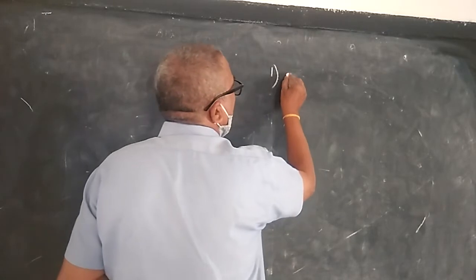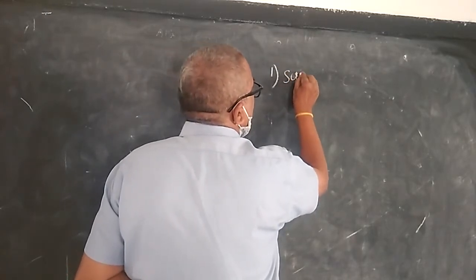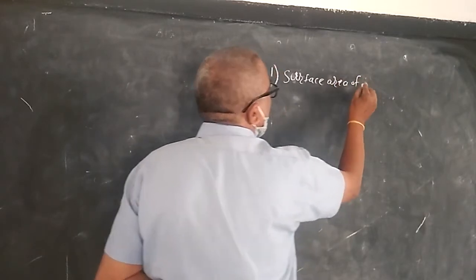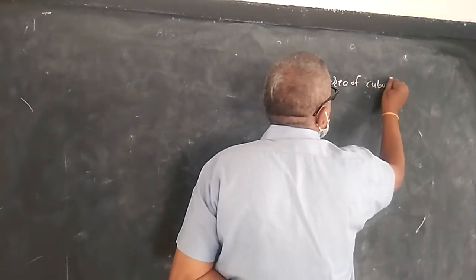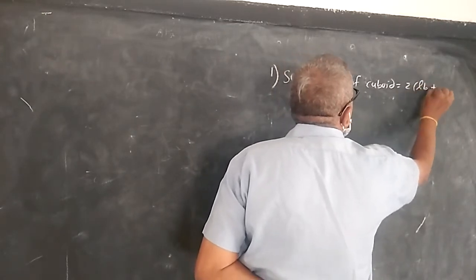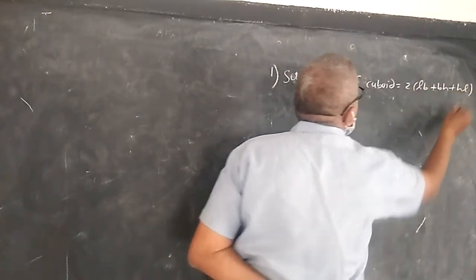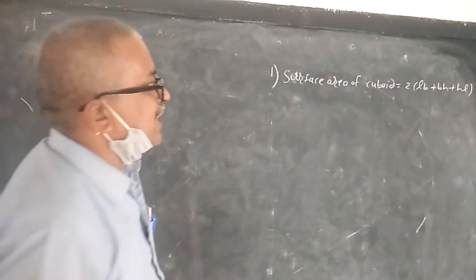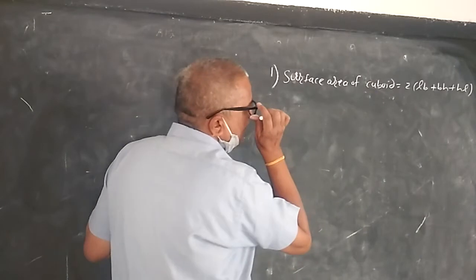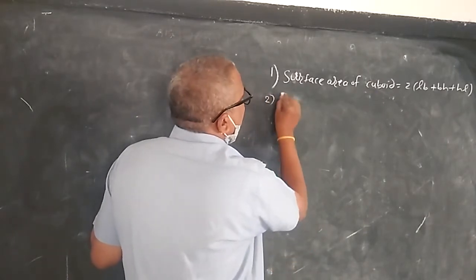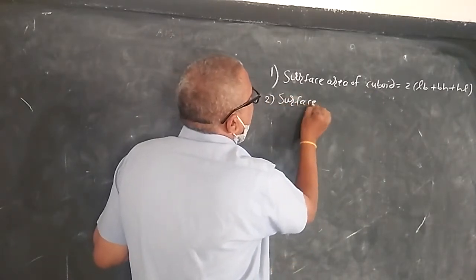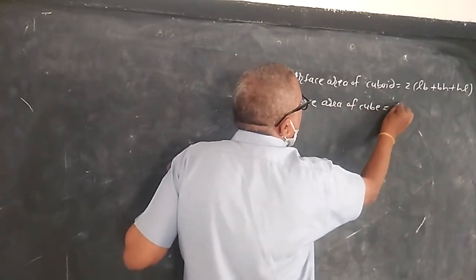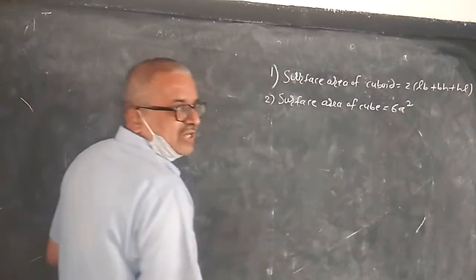First formula, surface area of cuboid equal to 2 into LB plus BH plus HL. Surface area of cuboid 2 into bracket LB plus BH plus HL. Surface area of cube equal to 6a square.